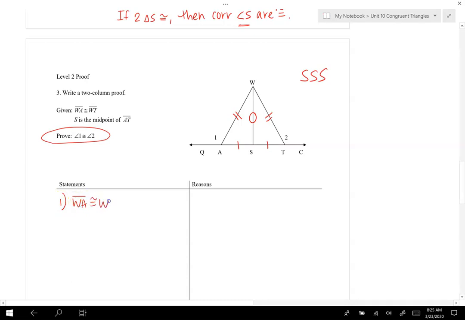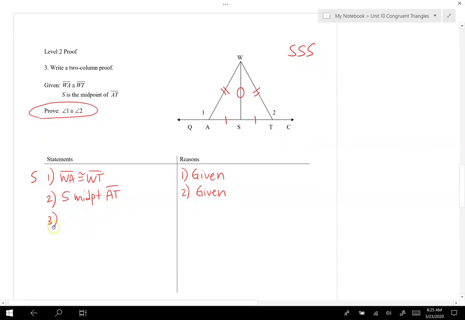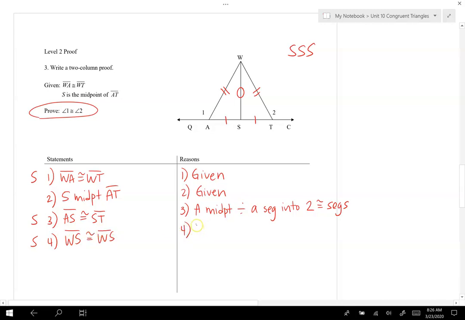Segment WA is congruent to segment WT, given. S is the midpoint of segment AT, given, and then what was true about that? We got two segments that are congruent, AS congruent to ST, because a midpoint divides a segment into two congruent segments. Okay? And then we had a reflexive side. So there's our side, side, side. WS is congruent to WS. Reflexive property.